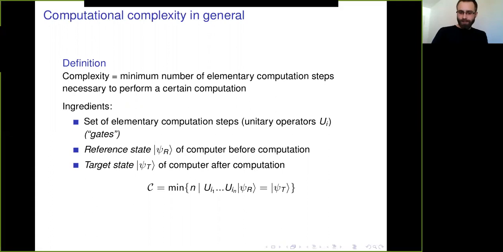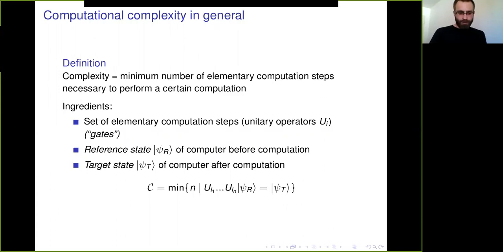And there are some ingredients which you need to specify in order to define complexity, namely, first of all, of course, the set of elementary computation steps. For a quantum computer, these are given by unitary operators U_i, and these are usually called gates. Then, of course, you need the reference state. This is the state of the computer before you do the computation, and the target state, which is the state of the computer after you have done the computation. So this is the state that you want to arrive at. And then complexity is defined as the minimum number n, such that applying n unitary operators from the set of elementary gates onto the reference state leads to the target state.